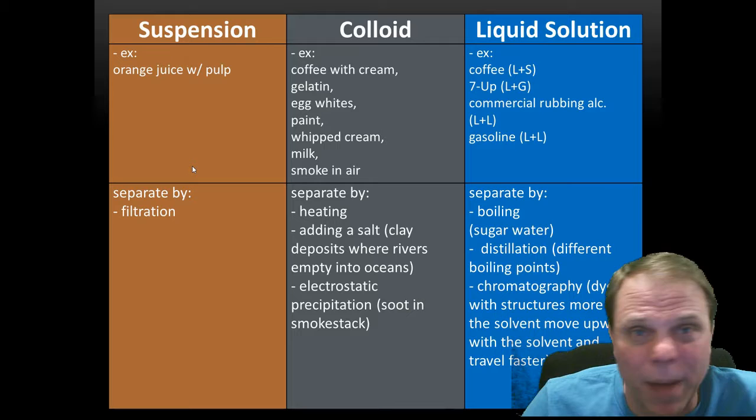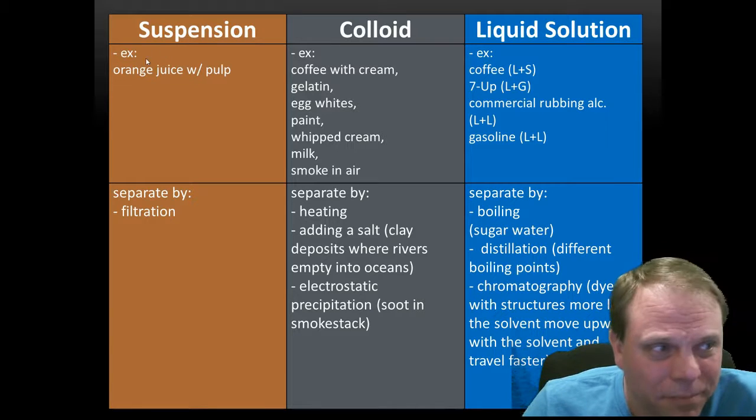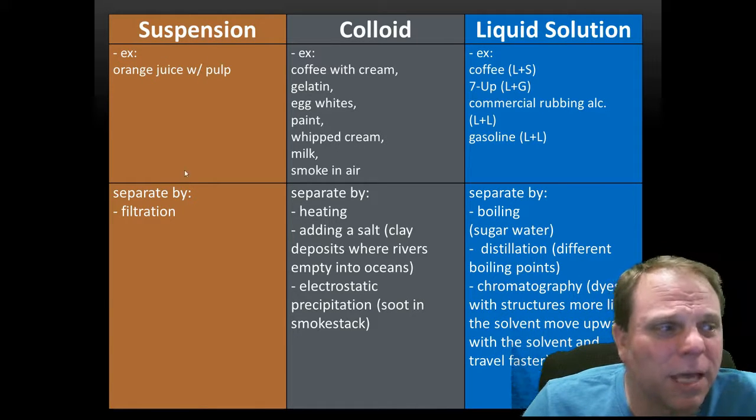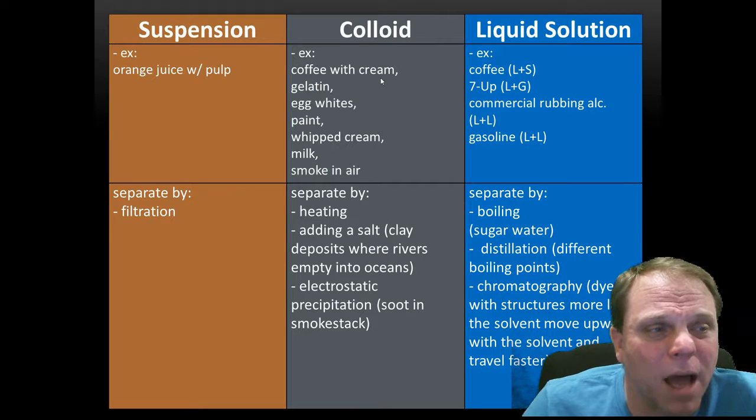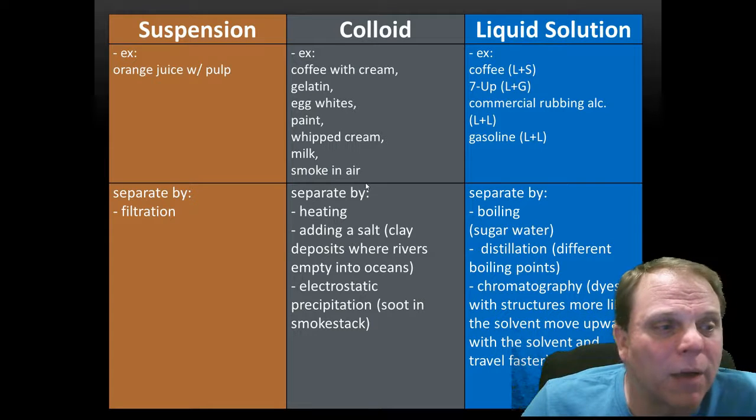All right, so you're back now after a little pause, and you can see we've got a suspension like orange juice that has pulp in it that we'd separate with filtration. Colloids, things like coffee with cream, gelatin, egg whites, paint, whipped cream, milk, smoke that's in air. Now, how do we separate those things?